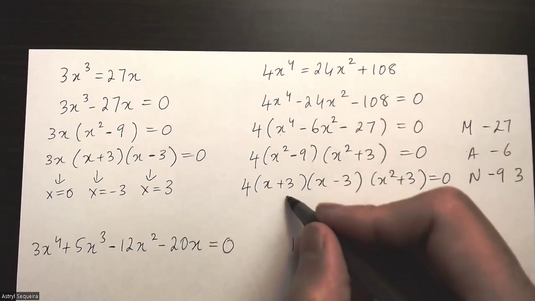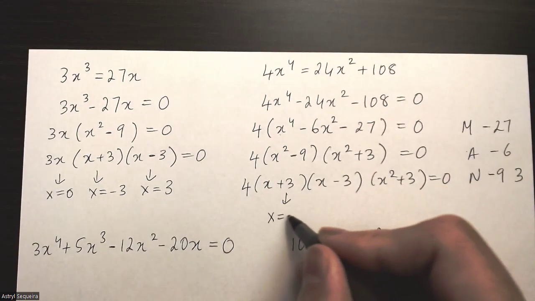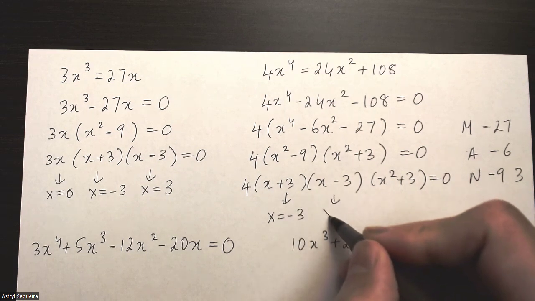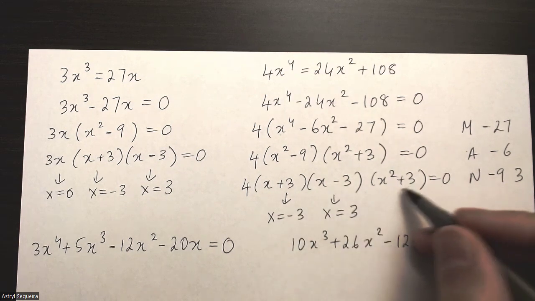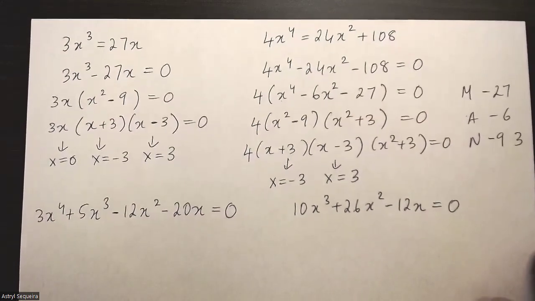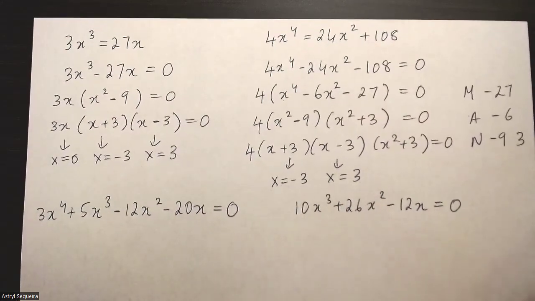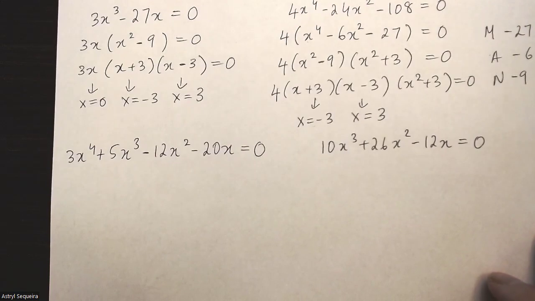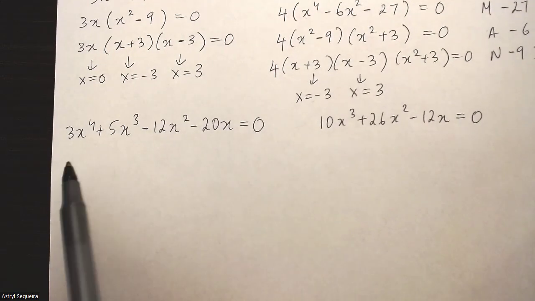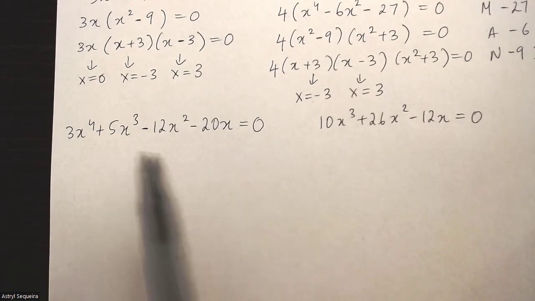Now that it's fully factored, I can state my solutions. Over here, it's negative 3. Over here, it's positive 3. And this one will have no solution. So only two solutions for this second question over here. Let's go to the third question over here.